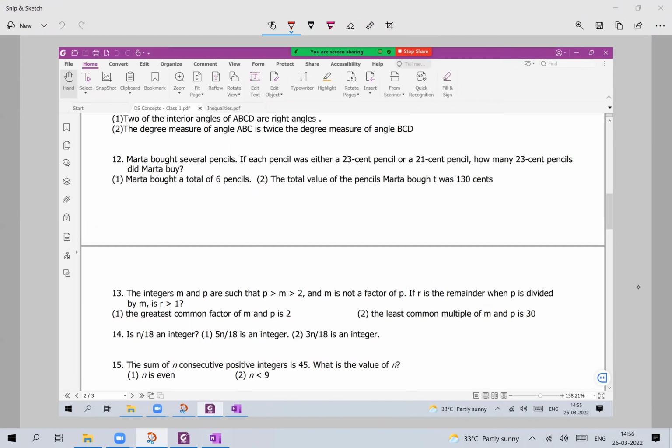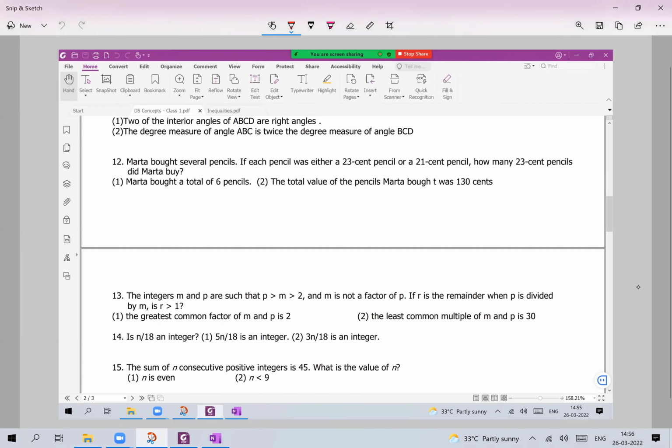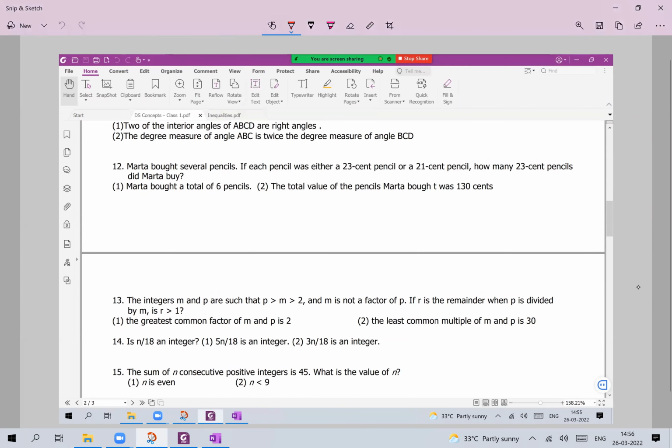The answer is B, Rahul. Brilliant. Because option number 1 says what? X plus y is equal to 6. Agreed?